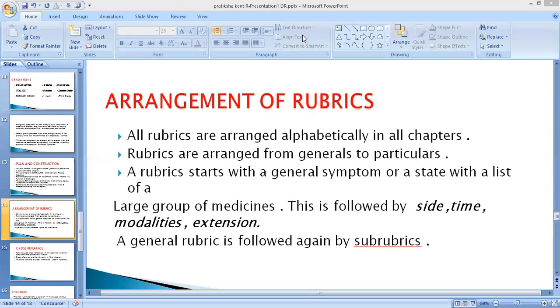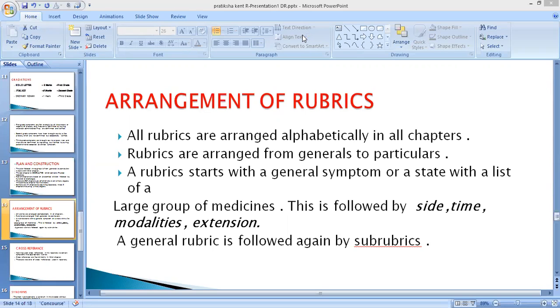Sub-rubrics or sub-sub-rubrics we found related to site, time, modalities and extension in the repertory. So in this way, in Kent repertory we found the complete symptom and the extensions, which are found especially under the rubric pain, because the pain symptom most of the time extends from one part to other parts. So we found the rubric extension under the rubric pain.